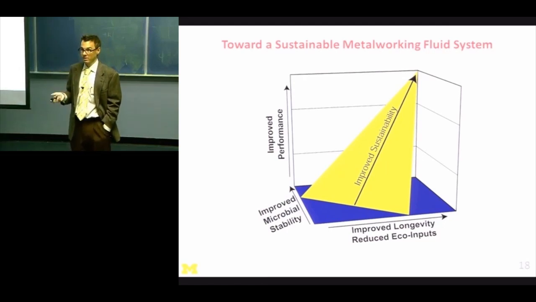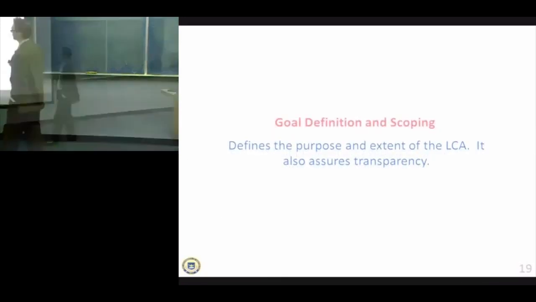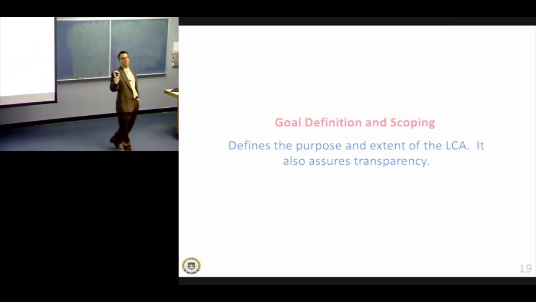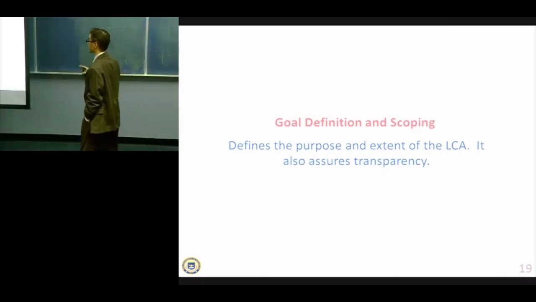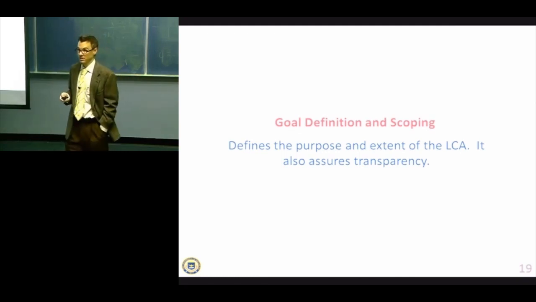Now, how do we evaluate? Right, particularly on this axis. That's where LCA comes in. So our working example is going to look at two different metalworking fluids. We're going to compare one metalworking fluid versus the next. We're going to apply LCA, and we're going to start with our first stage, which is, as you imagined, defining the purpose and the extent, the boundaries of the LCA. It also assures transparency. So we're talking about communication, right? A few of you brought that up. Communicating it to others. What you do in the goal definition and scope, you've got to be clear, again, about what's in the analysis, what's outside the analysis.